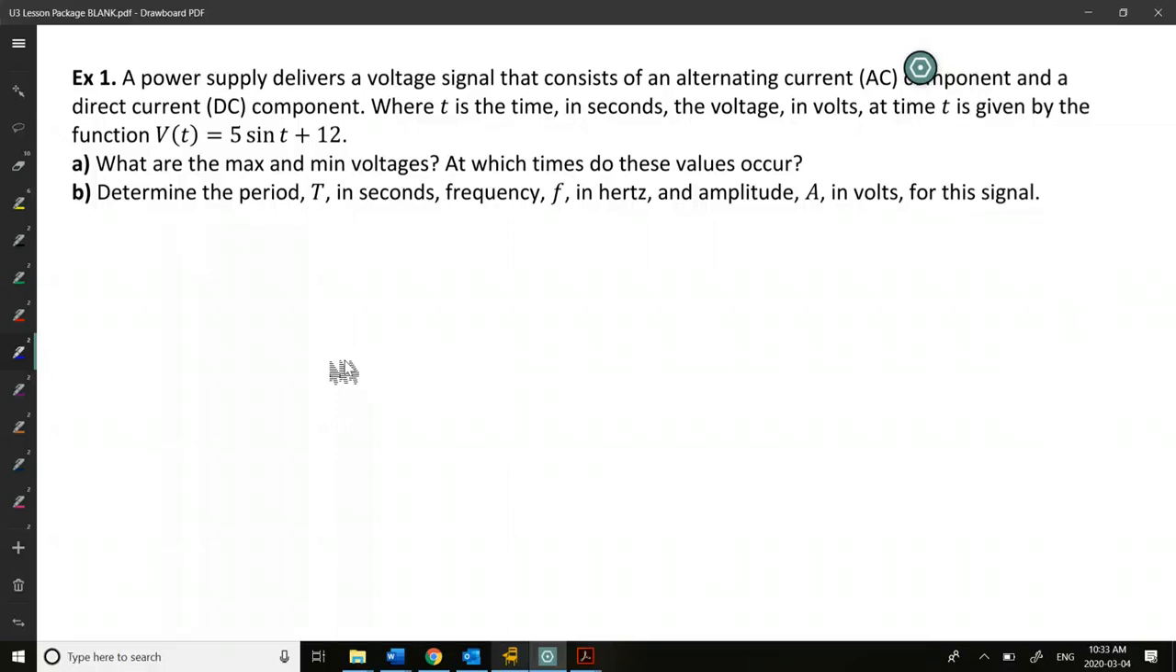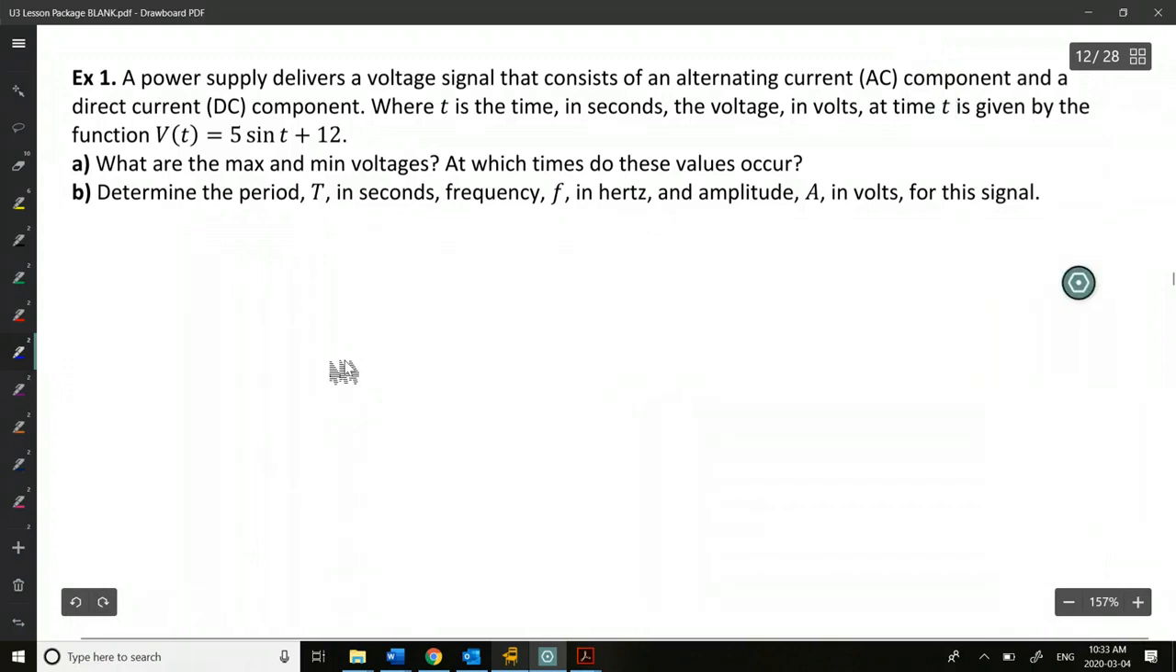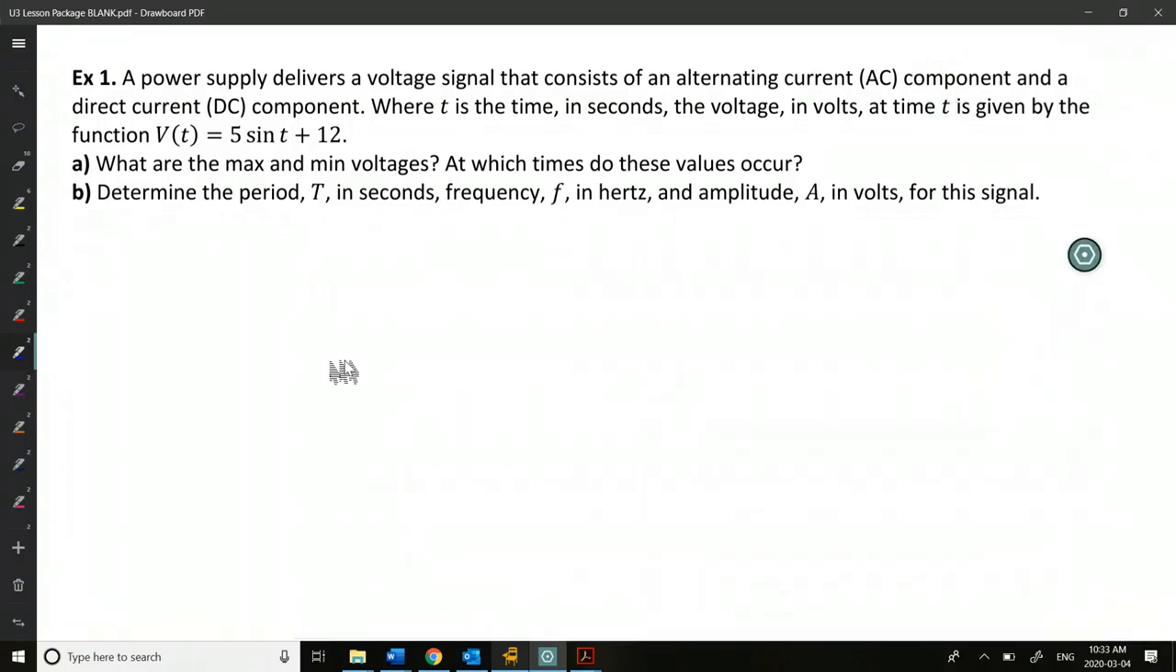So in this case, we're going to look at a power supply. It's delivering a voltage signal that consists of an alternating current component and a direct current component. T is going to be time in seconds. V is the voltage in volts. I think I missed the V part of this. Where T is time in seconds, and V is, you can add that in, V is the voltage in volts. And our function is V at T, so it's going to be 5 sine T plus 12. What are the maximum and minimum voltages, and at what times do these occur?